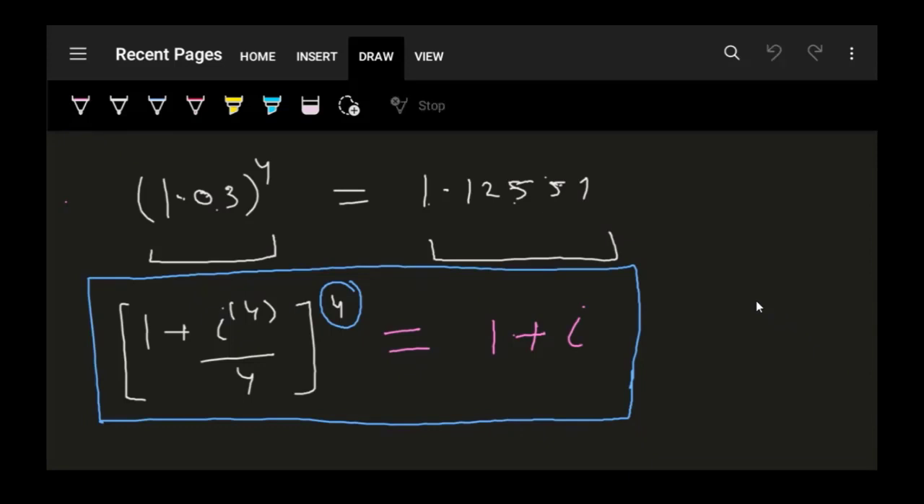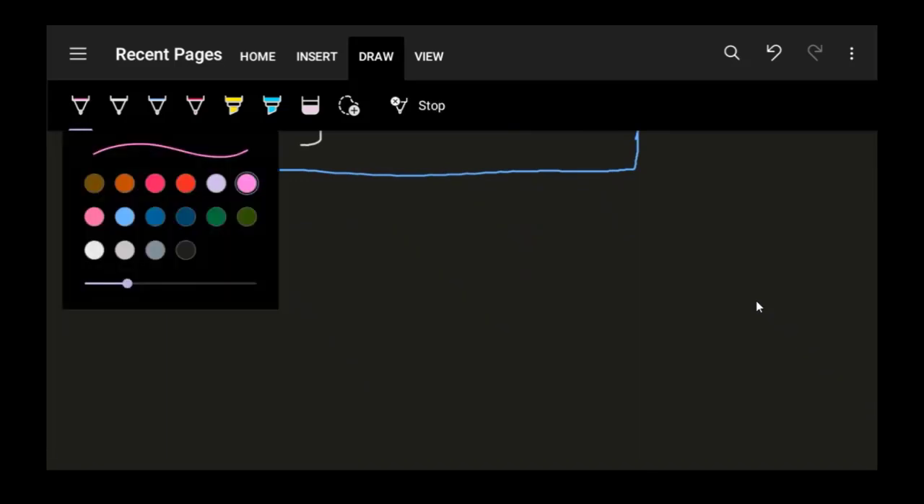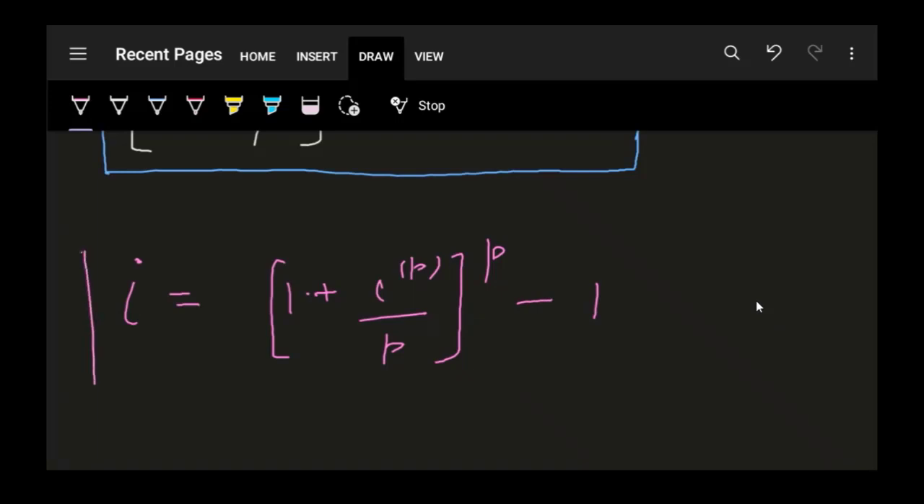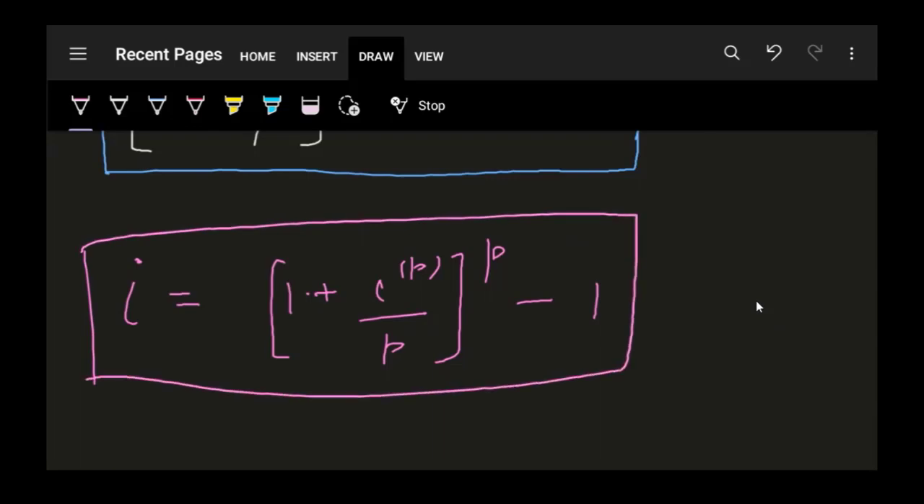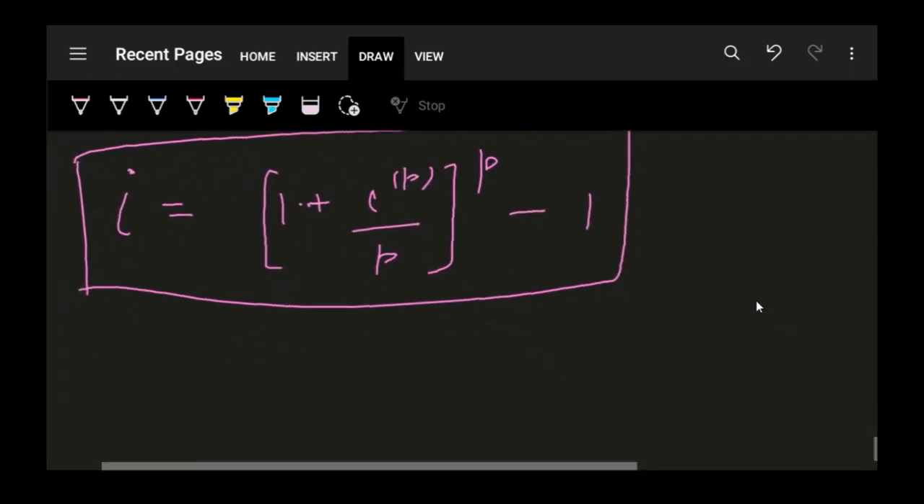So the general formula for calculating the effective rates when you are given nominal rates is 1 plus IP upon P, to the power P. This will be equal to 1 plus I, so I will less 1 from here. And we can now see intuitively why this formula works. You don't need to remember it. When you practice the questions, you will learn it automatically.